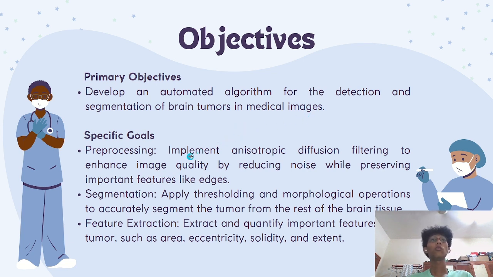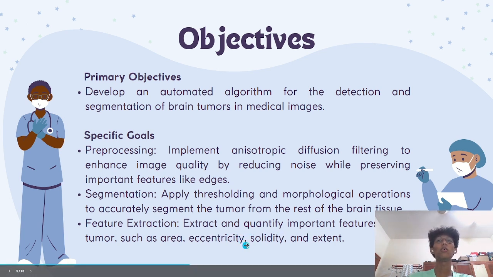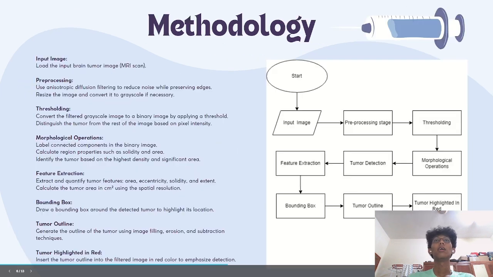So the specific goals are, first, pre-processing: implement anisotropic diffusion filtering to enhance image quality by reducing noise while preserving important features like edges. Next, segmentation: apply thresholding and morphological operations to accurately segment the tumor from the rest of the brain tissue. And next, feature extraction: extract and quantify important features of the tumor such as area, eccentricity, solidity, and extent. And next, we are going to the methodology.